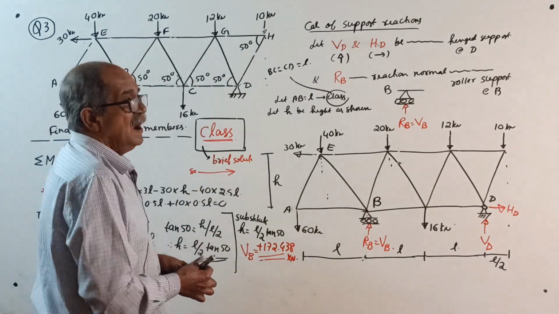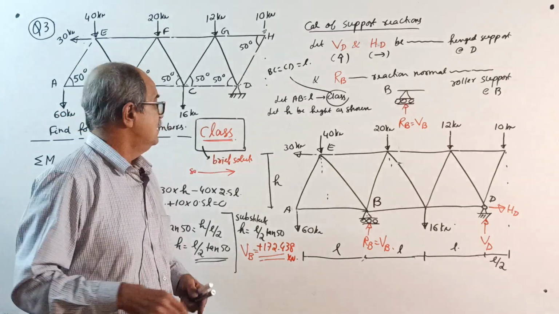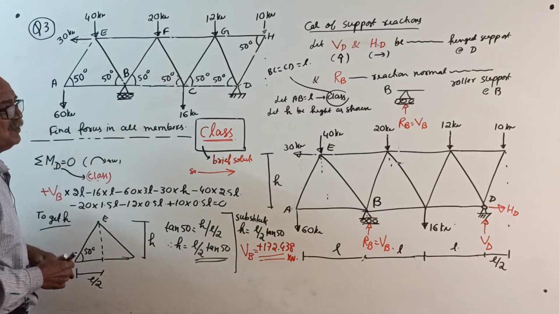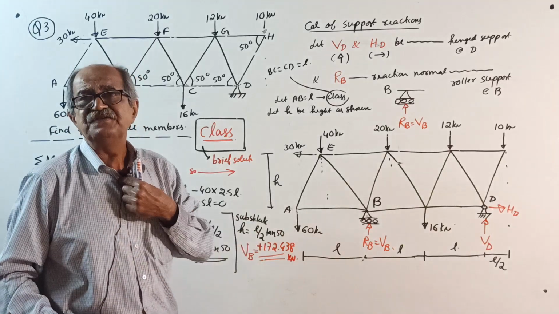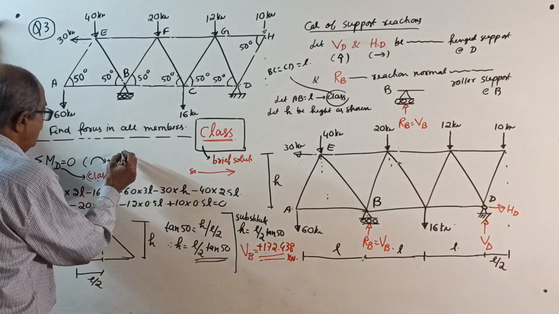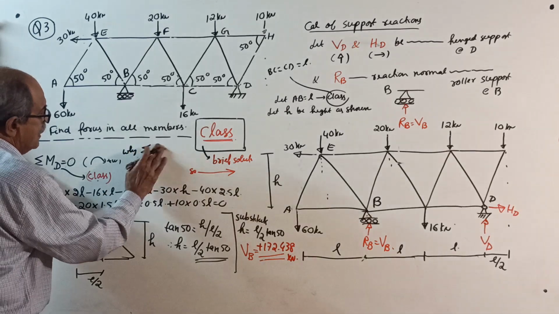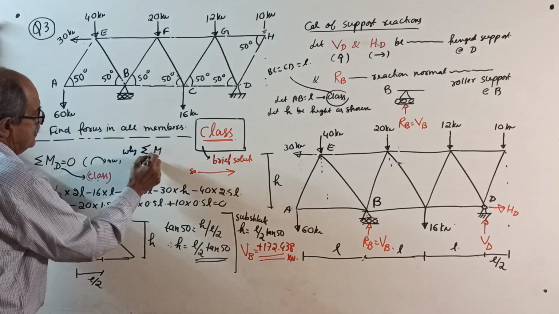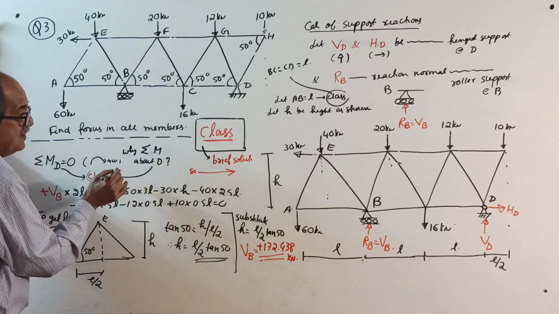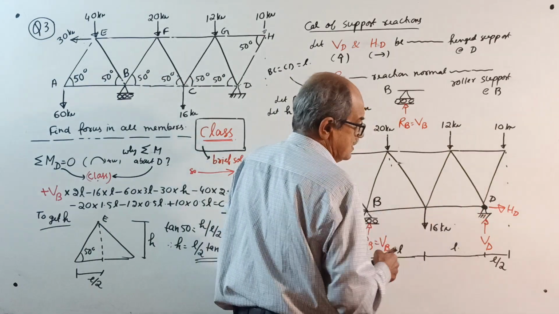Okay, start. Take moment. I told always first take moment, never by heart left side. You always take moment about the hinged support. In my class I told, when one hinge and one roller is there, always take first moment about the hinged support. Sigma M about D equals question mark. Moment about hinge. Therefore, put the finger here. Start.